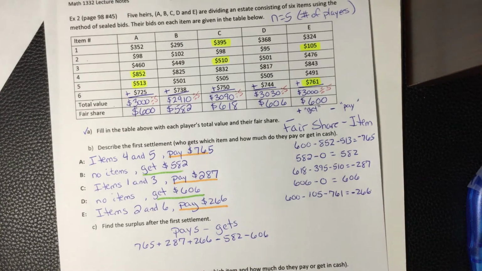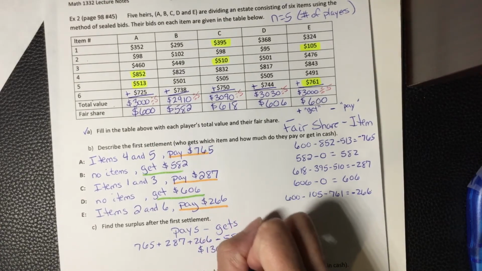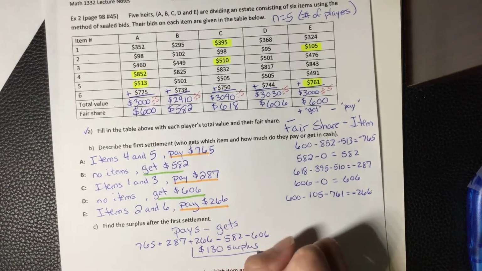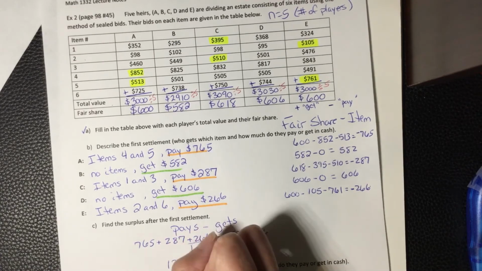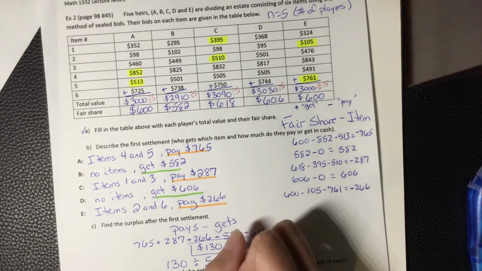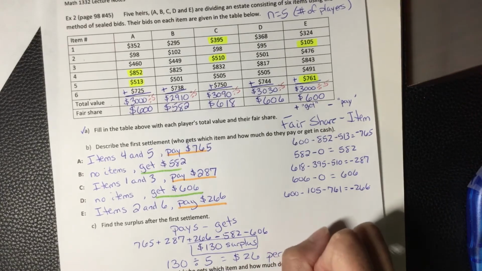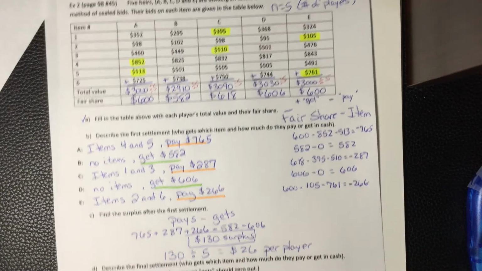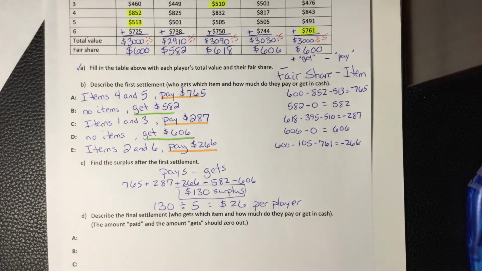So let me work that out real quick. So that comes out to be $130 surplus. Okay, so that is going to get divided amongst the players. So remember, there are 5 players. So not very much money, but that is going to be an additional $26 per player.